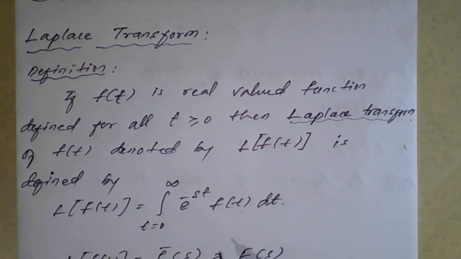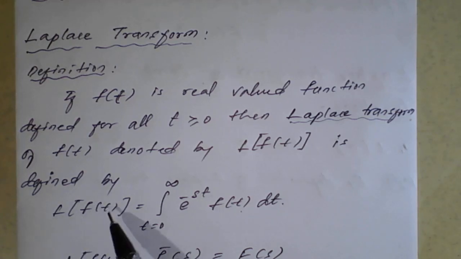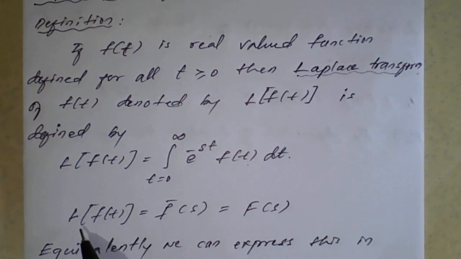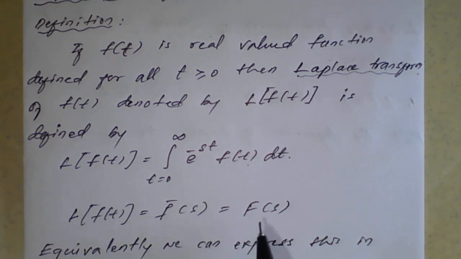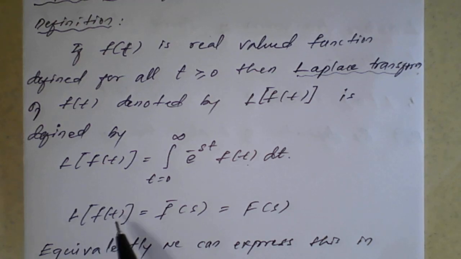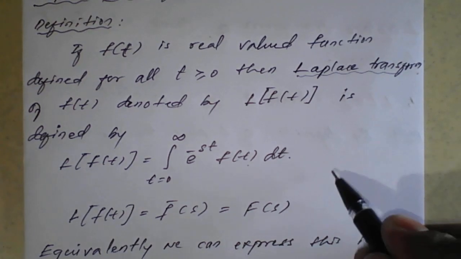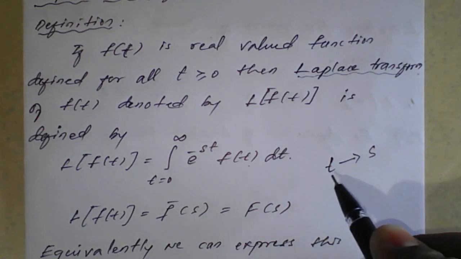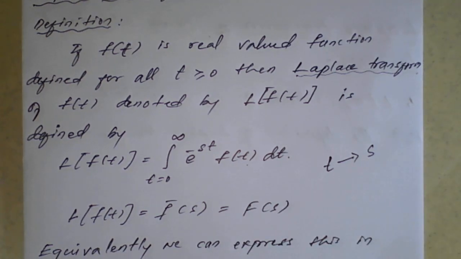The resultant: we are converting the function of t into a function of s. Therefore this Laplace transform is also given by L of f of t is equal to small f of s or capital F of s, meaning every function of t will be transformed to a function of s. So t will be transformed to s. This transformation from t to s is considered a Laplace transform of the given function.